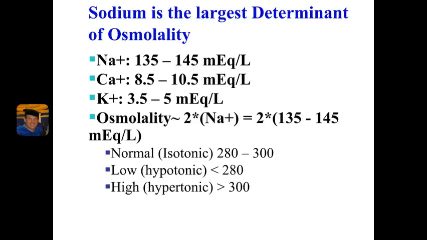So when it comes to the osmolality equation, you're going to take 2 times the sodium level, and that's more or less what normal tonicity is. There's a little bit you're going to add on later, BUN and glucose. However, the vast majority of osmolality does come from sodium.